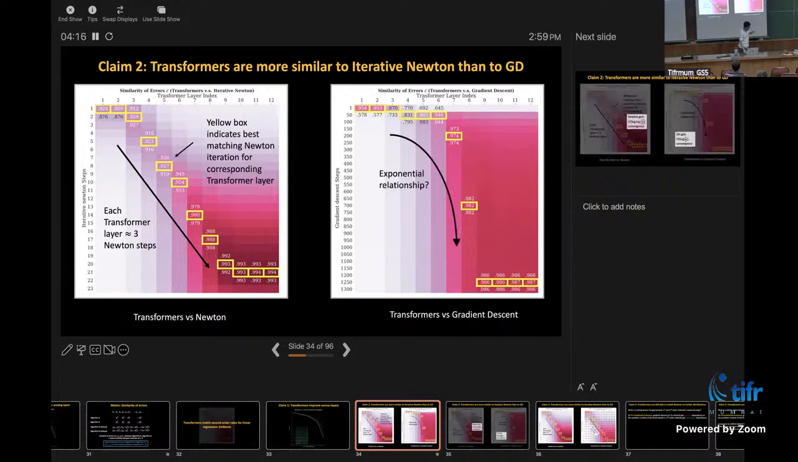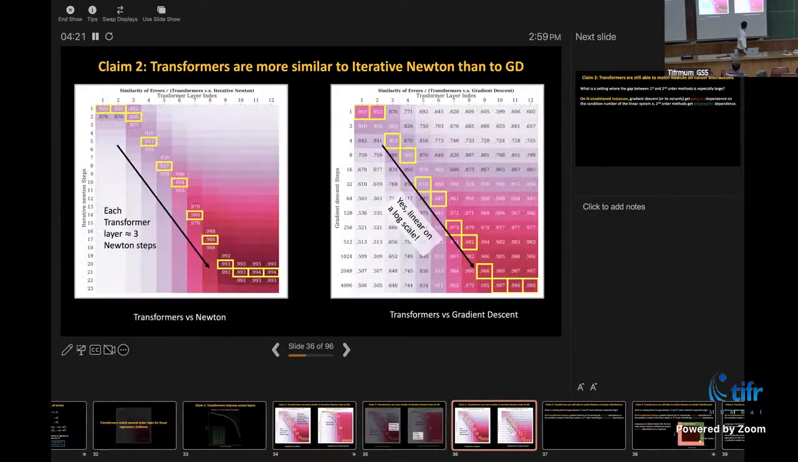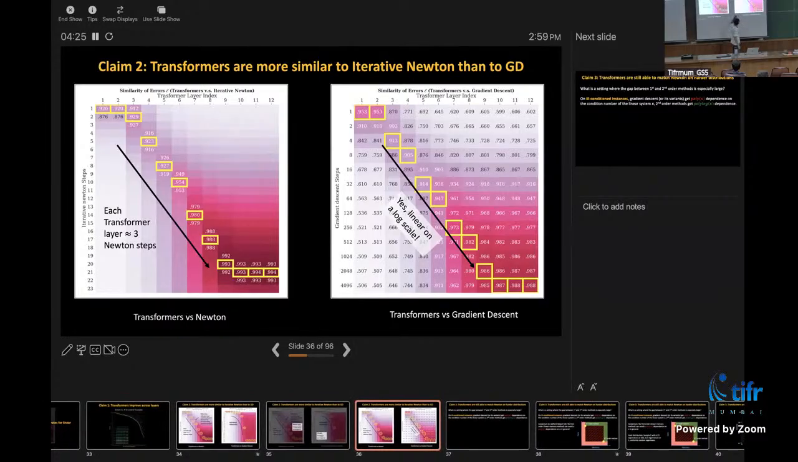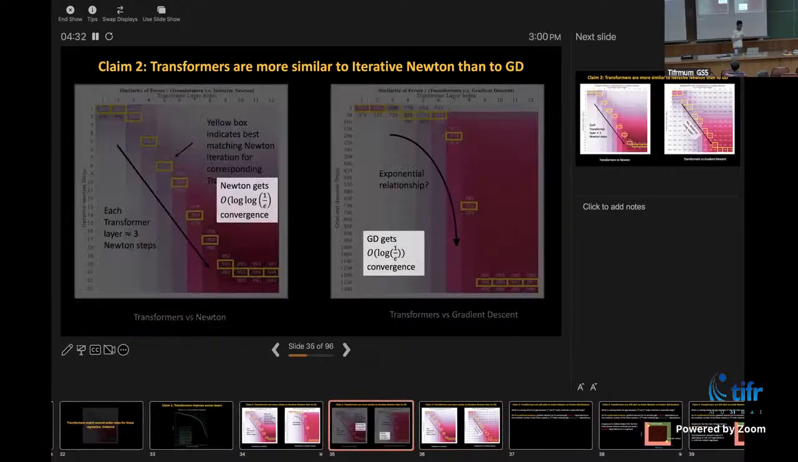And the best way to see if this is actually an exponential relationship is to just plot the y-axis here, the gradient descent steps, on a log scale. And once we do that on a log scale, we do see a linear relationship. So let's try to make sense of this using some of these convergence rates that I talked about earlier.